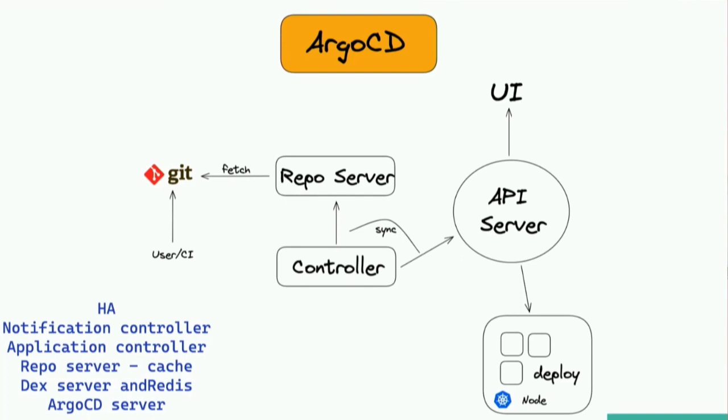So whenever you do the setup in production, these are the components you will be able to see. The first one is the notification controller, the second one is the application controller, the third one is the repo server cache, as I mentioned, it stores the cache, and Dex server and Redis, and the Argo CD server. So this was all about the workflow. This was all about the Argo CD architecture.